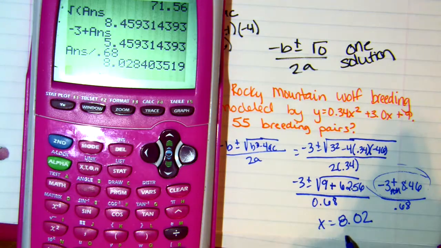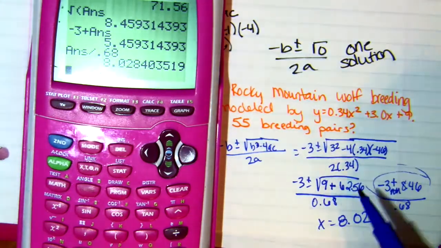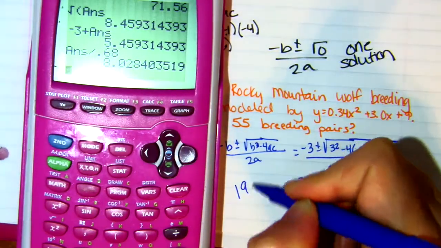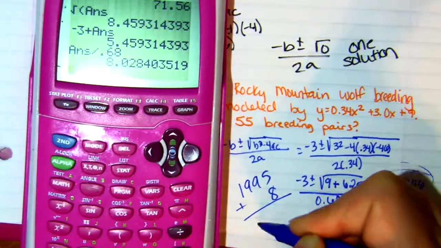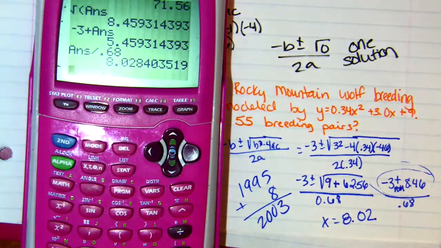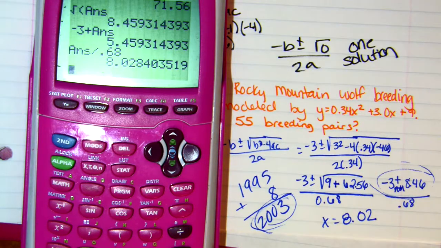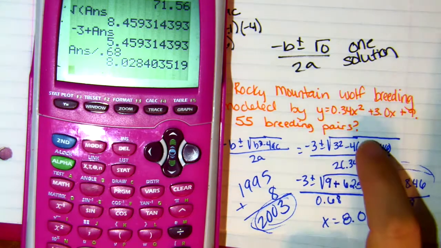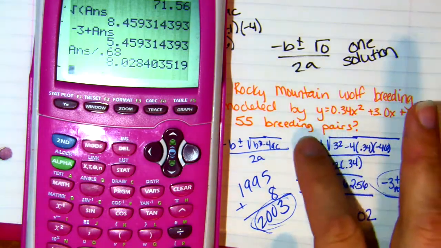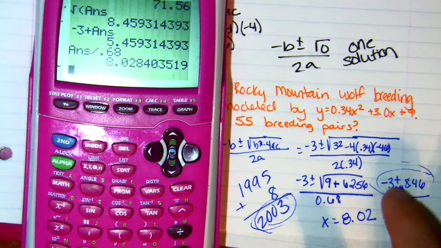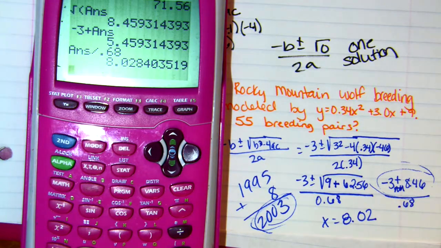So what that says is approximately 8 years after 1995, there are 55 breeding pairs. So 1995 plus 8 is going to give me 2003. So in 2003, there were approximately 55 breeding pairs. Hopefully you were able to follow that. It was really just plugging in the numbers. You saw that even when I used my calculator, I did what was under the square root first, and then I would have done the plus or minus, but in this case we didn't have to subtract. And then we keep going from there.